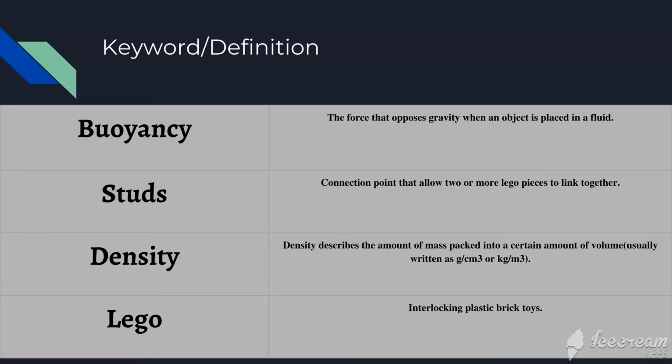Horrible joke. Okay, these are the keywords and definitions you can see here.